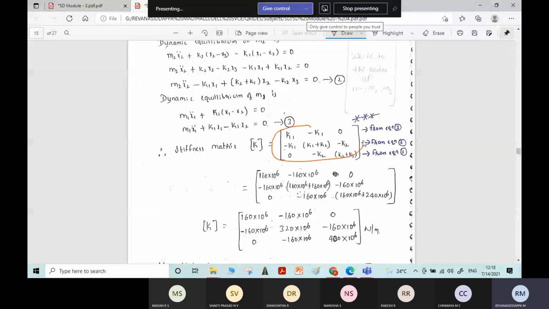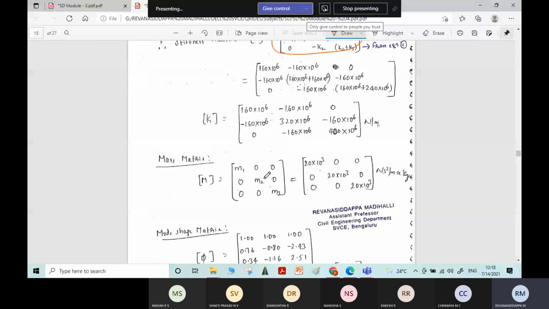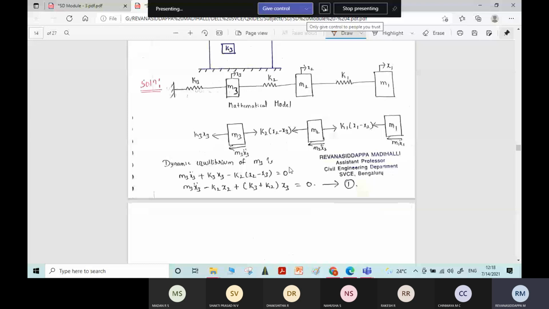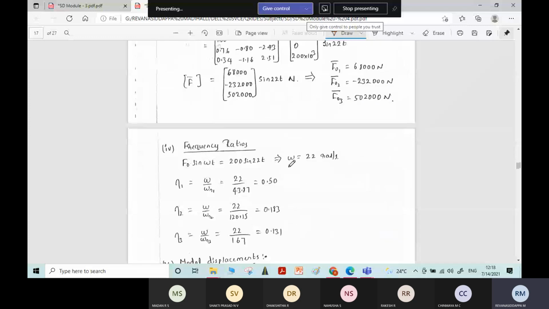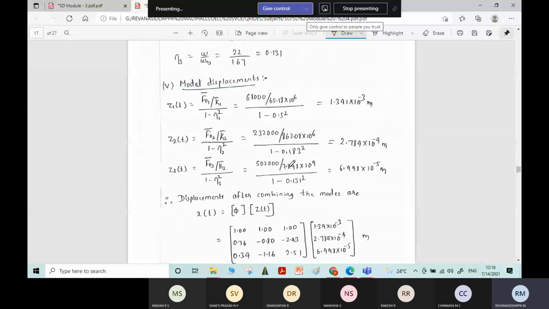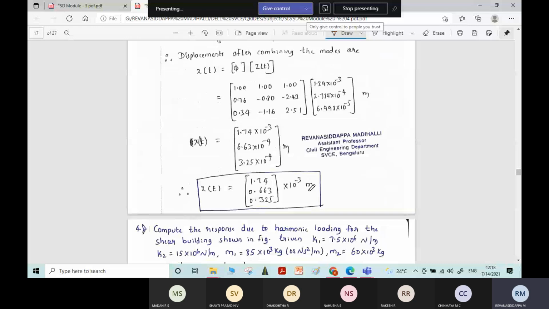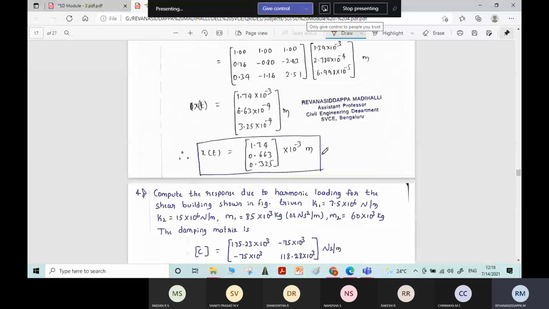Remember, students, it will always be the same. So don't get confused with the masses being given in reverse order. Normalizing the mass matrix, stiffness matrix, excitation force, same procedure. Finally, the displacements we got.